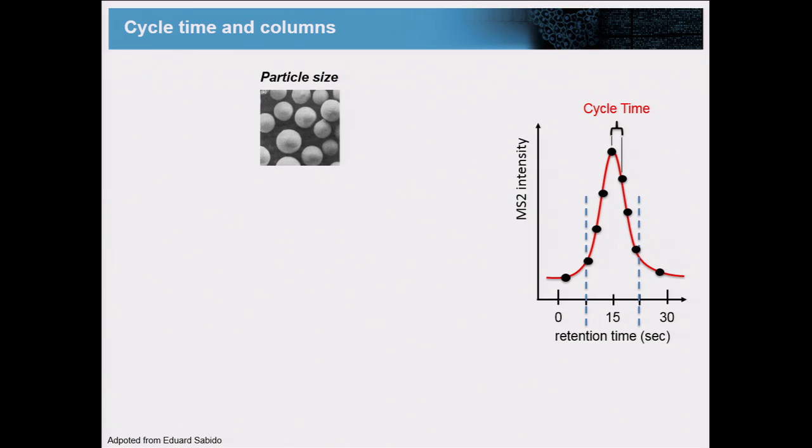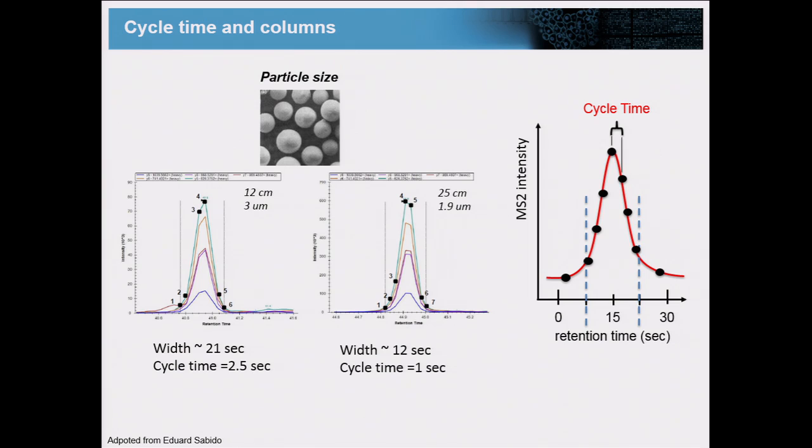What will happen to the cycle time, or how should we adjust the cycle time? Reduce the cycle time, correct. So this is an example where it's a fairly short column with 3 micrometer particles. Here we have a longer column with smaller particles. And you can see here the width of this typical peak and the width of this peak.